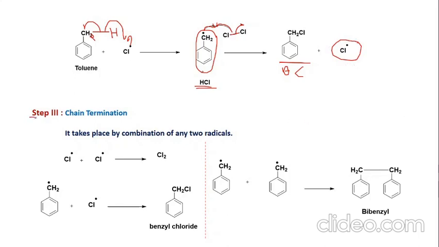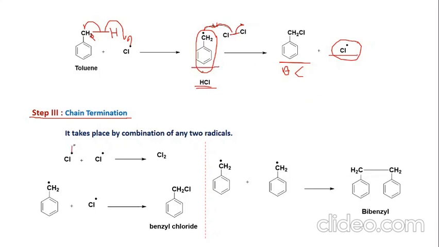Now the last step in this mechanism is chain termination. What happens over here? Any two radicals combine. That is the chain termination. Termination means that all the radicals in the reaction get converted into neutral molecules. Now there are three possibilities to combine these radicals. Which radicals were involved in this mechanism? The chlorine radical and the benzylic radical.